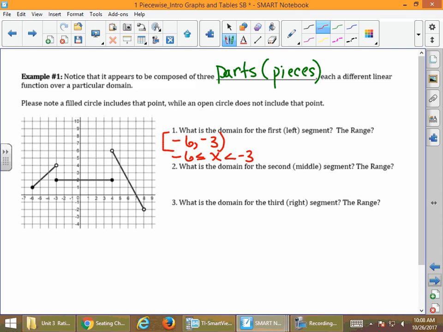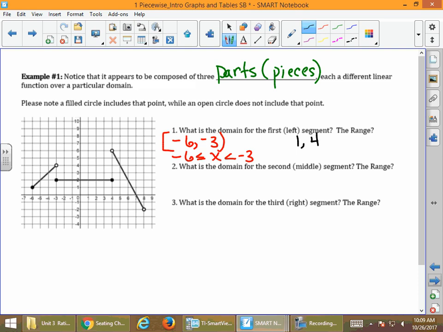But I want to refresh our memories on the domain and also the range here, so that we can then apply it when we're working with the rest of our notes. The range deals with the y values, from the lowest y value to the highest y value. Our lowest y value in our segment to the far left is 1. And our highest value in the segment to the left is 4.